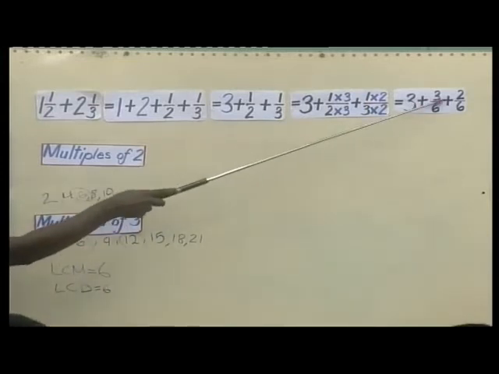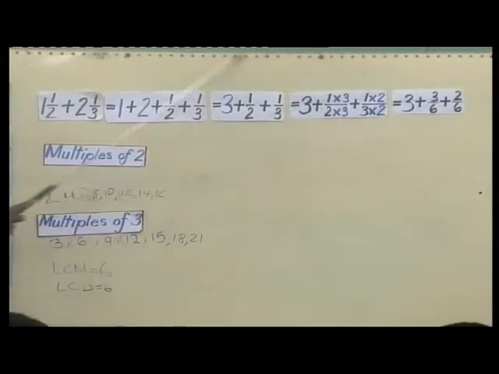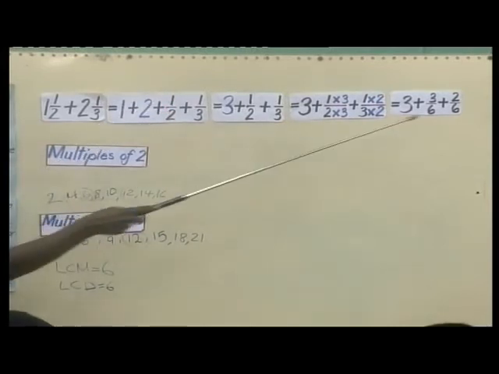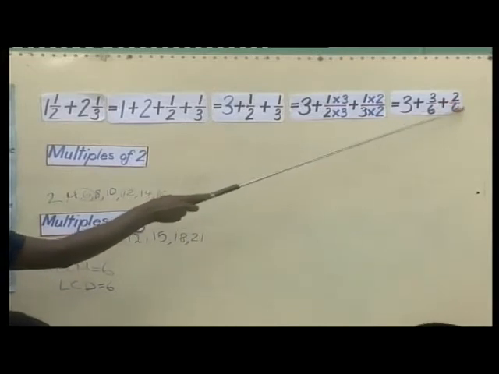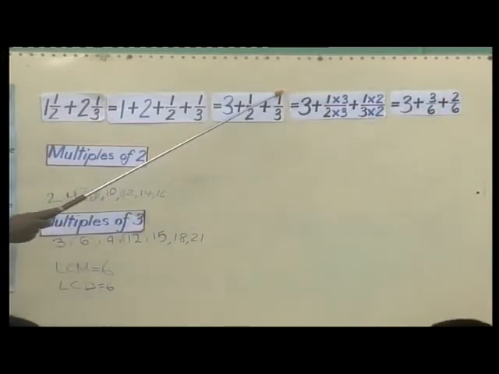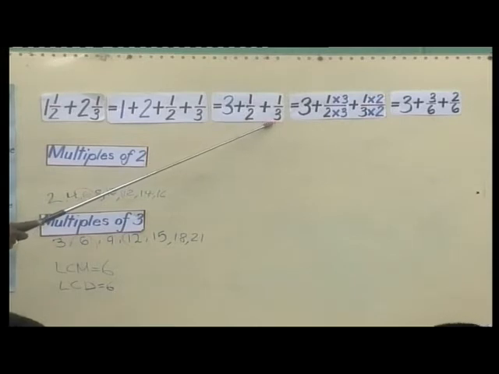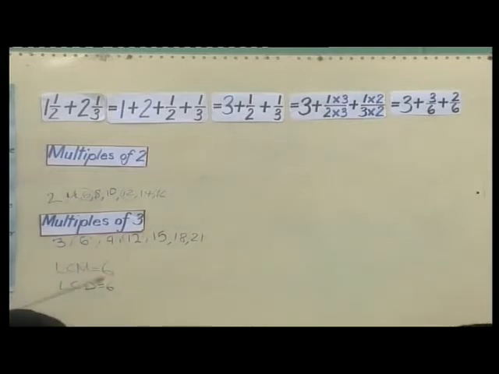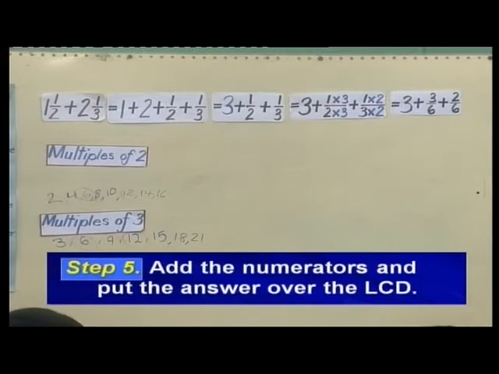So we have 3/6 is an equivalent fraction to a half. Then we have plus 2/6 is an equivalent fraction to 1/3. So now we have the fractions using the lowest common denominator. So we have step 5. What's step 5, class? Take the numerators and put them together.